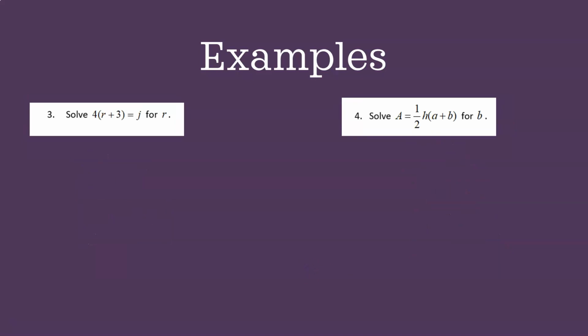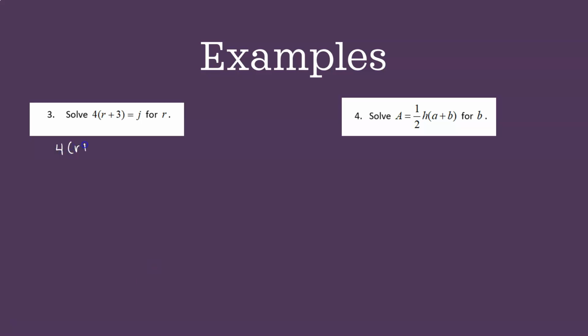Okay, let's look at number 3. There's two different ways that you can go at this, and with lots of these, there are different ways to go at them that will get you to the same answer. So go the way that you see. Okay, there's no wrong way if it works for you. Okay, so it says solve 4 times the quantity of r plus 3 equals j for r.